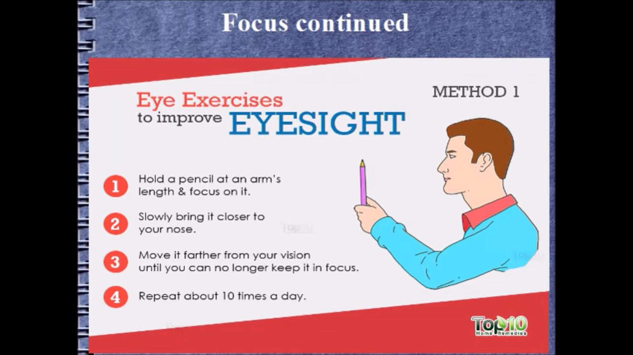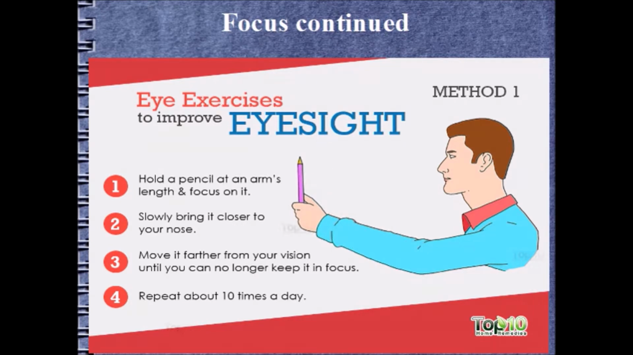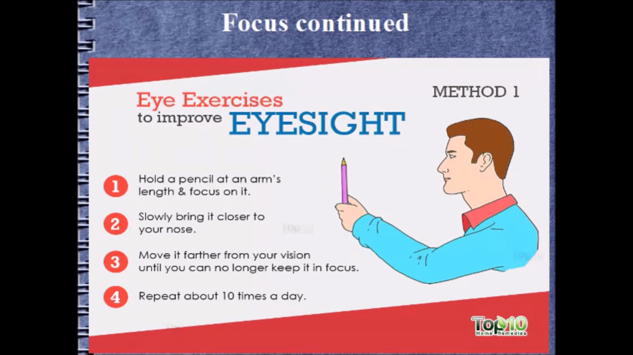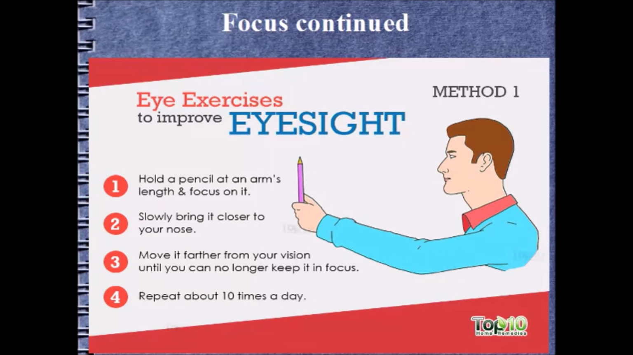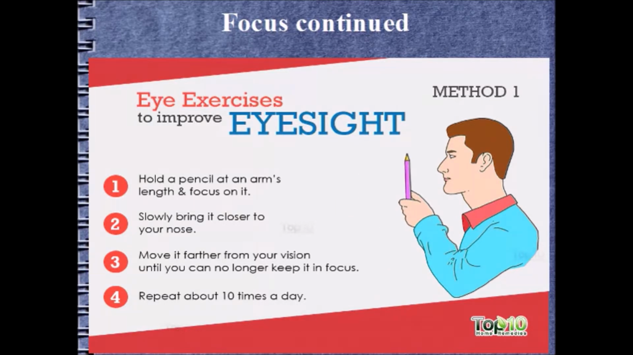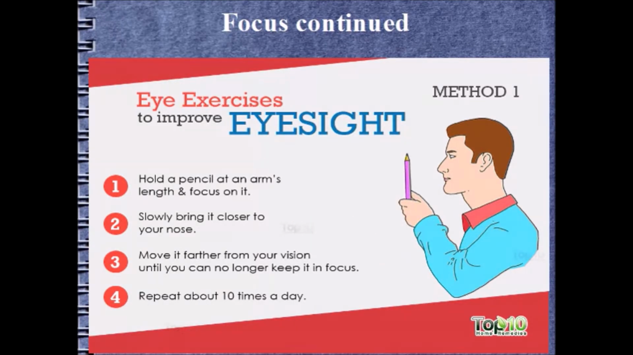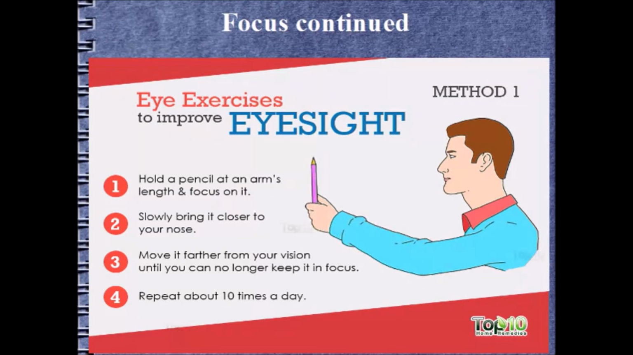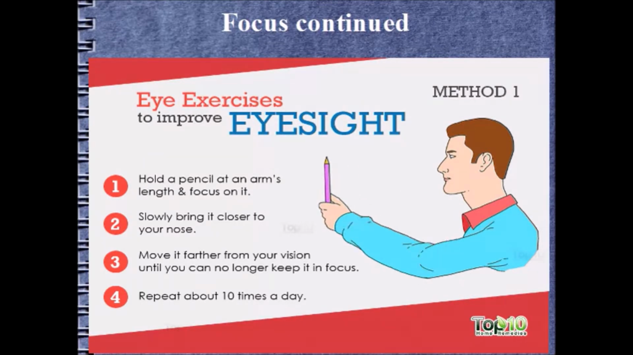Here is focus continued. So the step-by-step process for focusing is: hold a pencil at arm's length and focus on it. Slowly bring it closer to your nose. Move it farther from your vision until you can no longer keep it in focus, and repeat about 10 times a day. And once again, you want to remember the details on the pencil as it is moving away from you to where you can no longer keep it in focus, because this will help train your eyes to focus on those small details and hopefully make your vision a lot better.